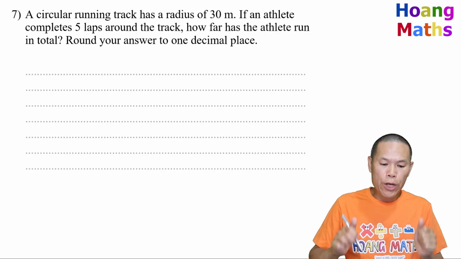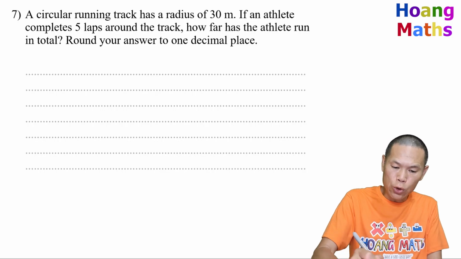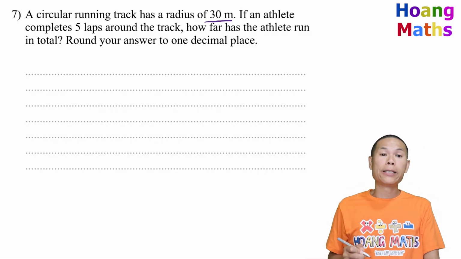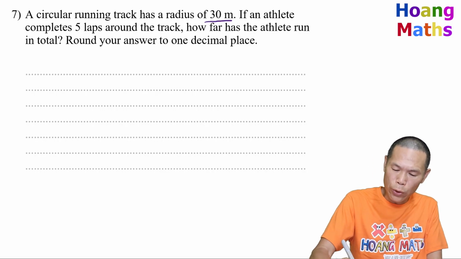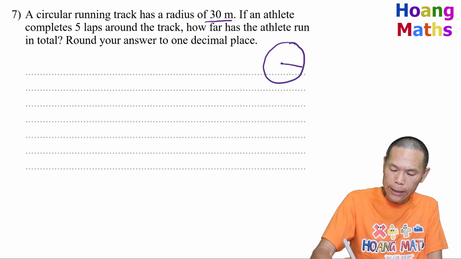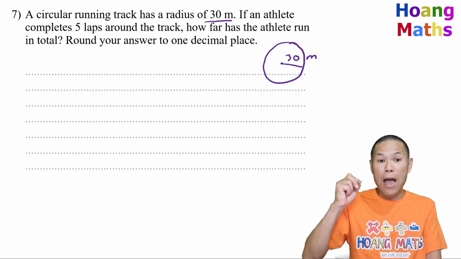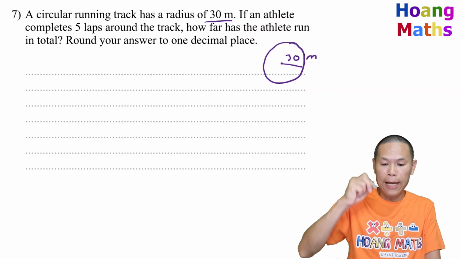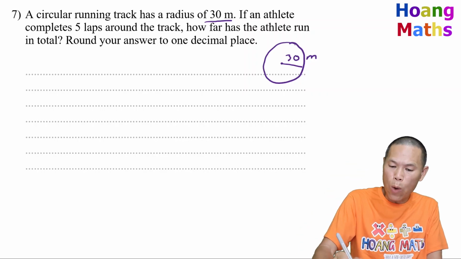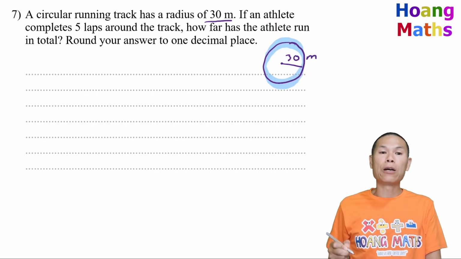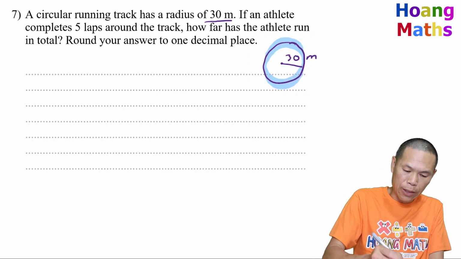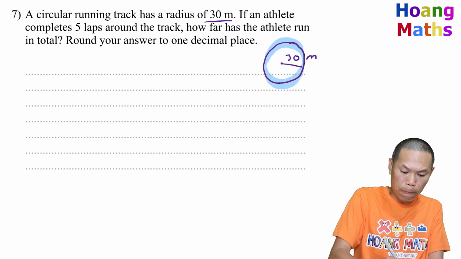First of all, we know that the radius of the track is 30 meters. Let me just draw it out here. This is the radius and it is 30 meters. And the athlete runs 5 laps, 5 complete laps. So let me just work out 1 lap first. That is the circumference for 1 lap.